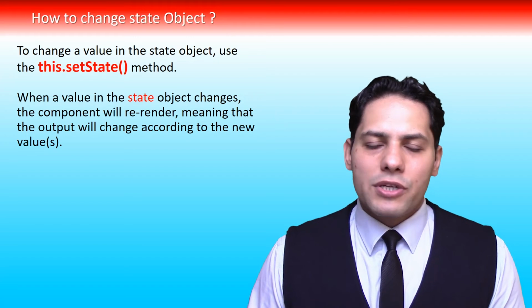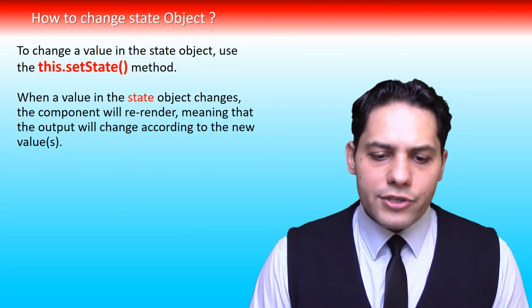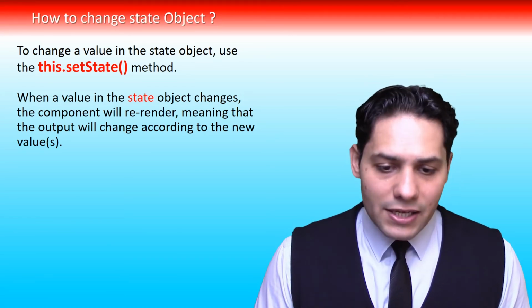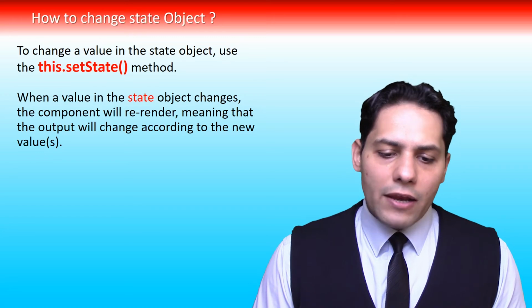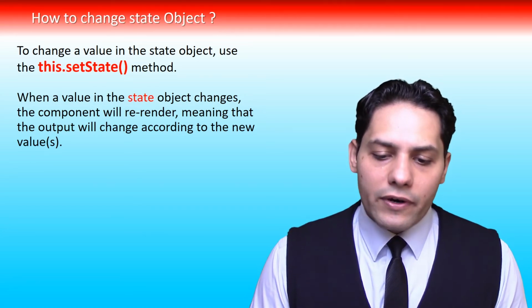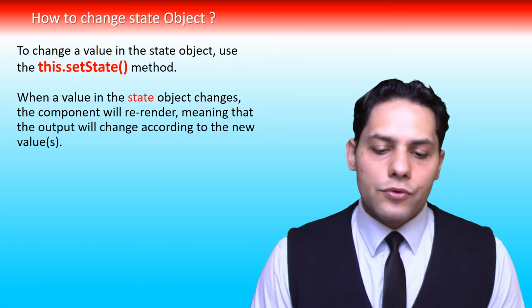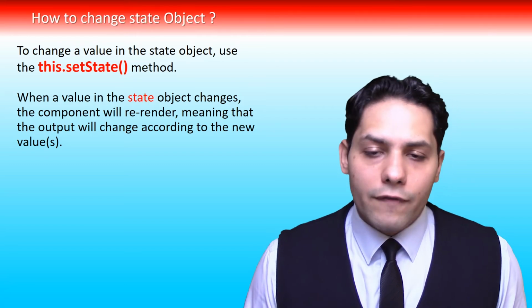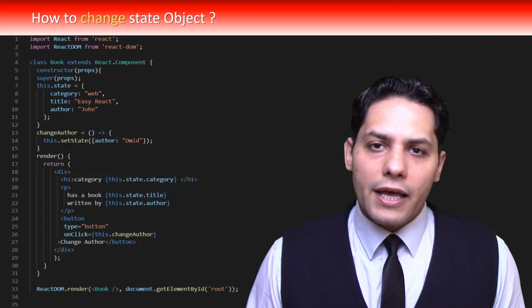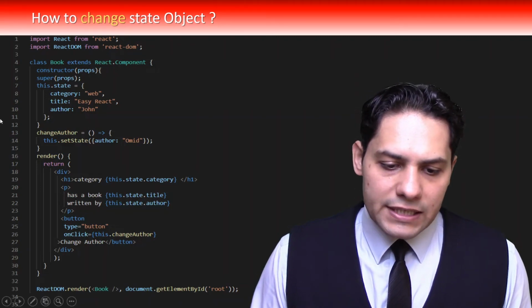But the second question is how to change the state object. To change a value in the state object, we should use the this.setState method. And when a value in the state object changes, the component will re-render, meaning that the output will change according to the new values. Okay, let's see the whole code here and see how to use this concept.